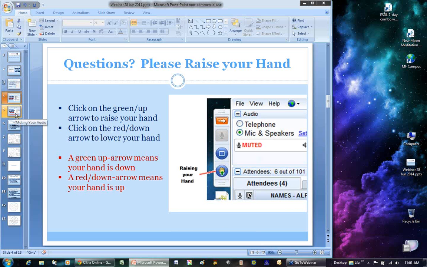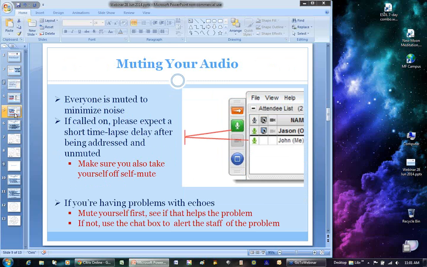Keep everybody on mute to minimize the noise, and also keep yourself on self-mute. You can do that by either clicking the microphone here or here. If you are experiencing echoes or any kind of noisy problems, put yourself on self-mute first. If that doesn't solve the problem, then please type us a little note. Let us know that we've got a problem somewhere.